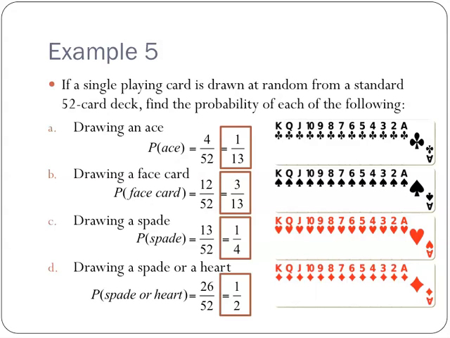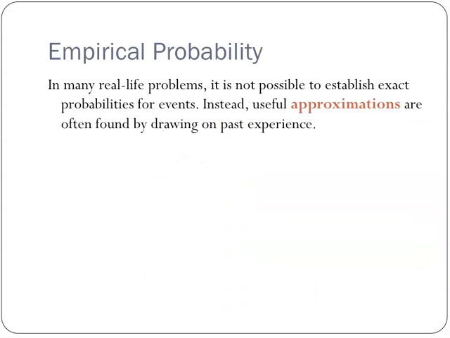Now, a lot of the times with probability, we can come up with what we're doing here, which is the theoretical probability. But with a lot of real life applications, we're not able to come up with a theoretical probability. So what we have to come up with is what we call empirical probability. So in many real life problems, it's not possible to establish exact probabilities for events, but instead, useful approximations are often found by drawing on past experience.